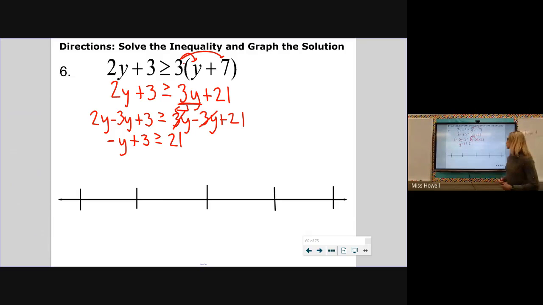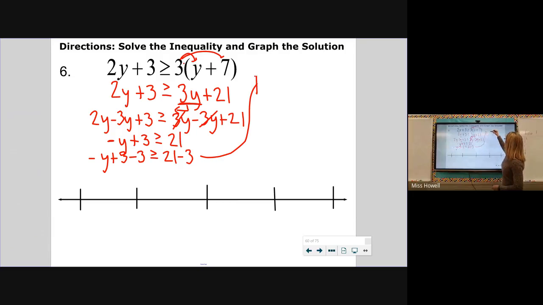All right, 2-step here. We need to get rid of the add 3 first by subtracting a 3 from both sides. And that will leave us with negative 1y is greater than or equal to 21 minus 3, which would just give us an 18.